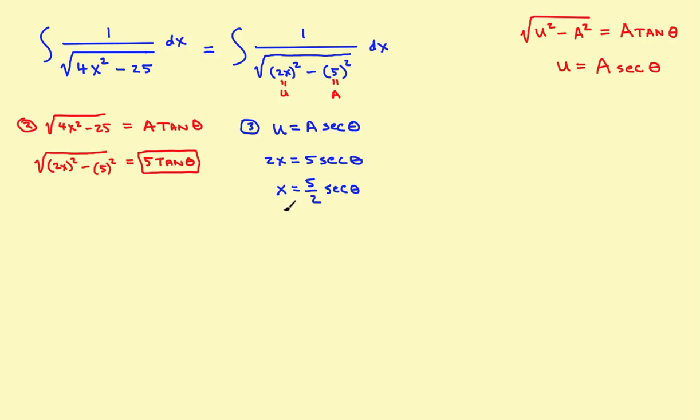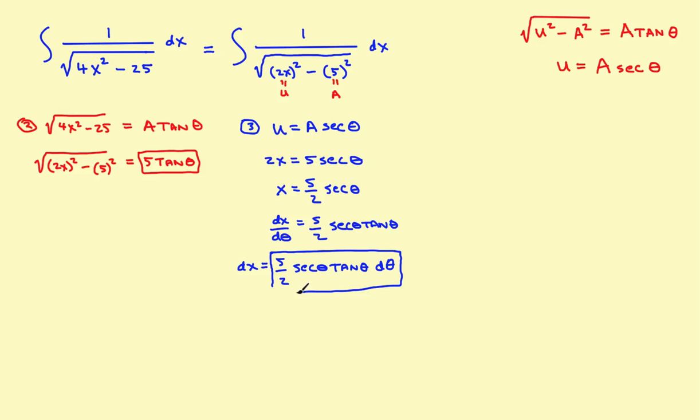But you need dx, so go ahead and take the derivative. The derivative of x with respect to theta would be 5/2, and then the derivative of the secant is the secant tangent. And then finally, you can write this as dx is equal to 5/2 secant theta, tangent theta, d theta. So now you've got dx in terms of theta. So you've got the second thing.